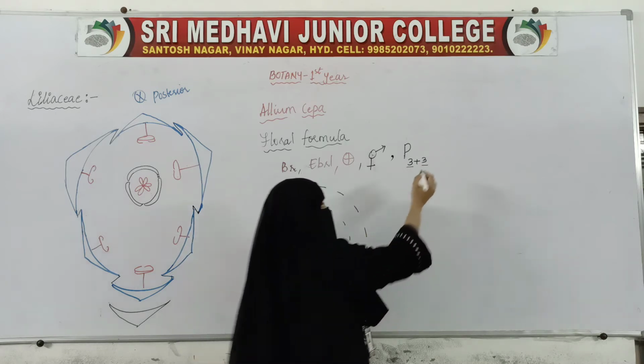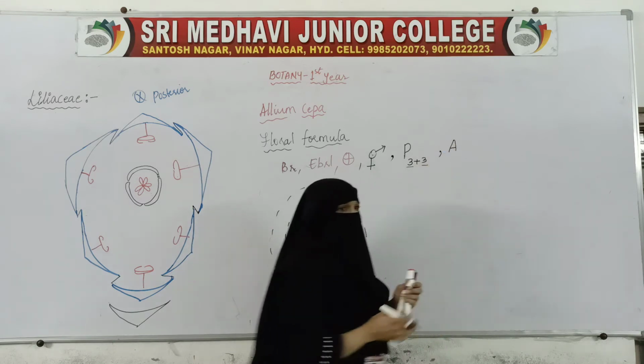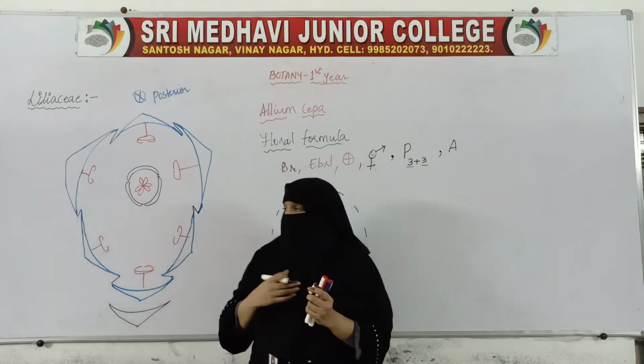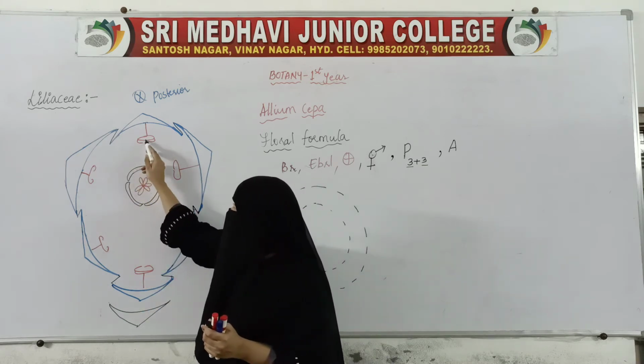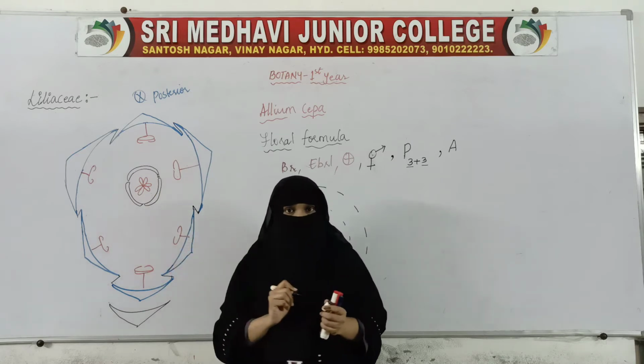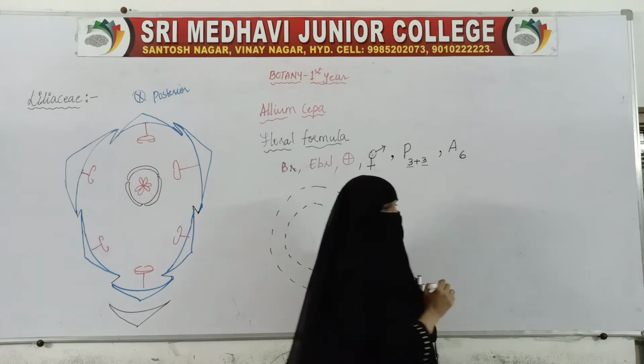Okay, so now perianth is there. After perianth we have androecium. In androecium, how many stamens are there? 1, 2, 3, 4, 5, 6. Six stamens are there. So androecium consists of 6 stamens.